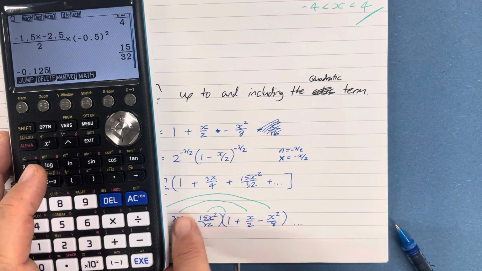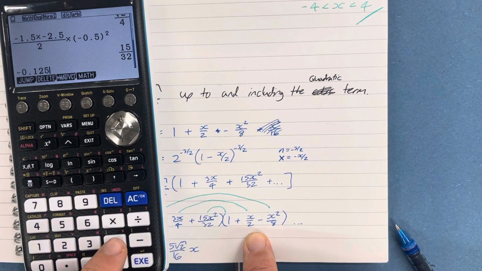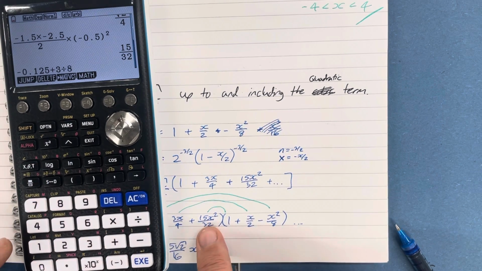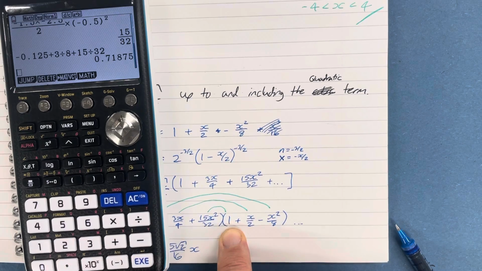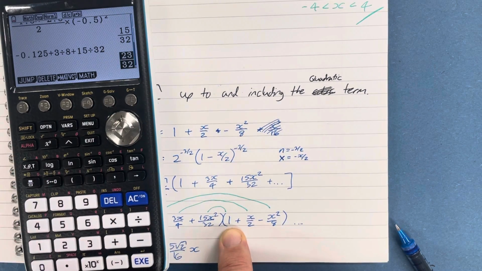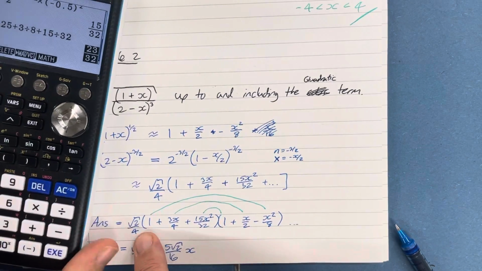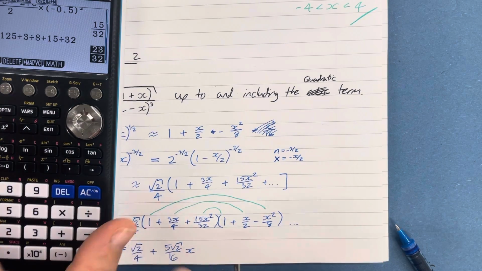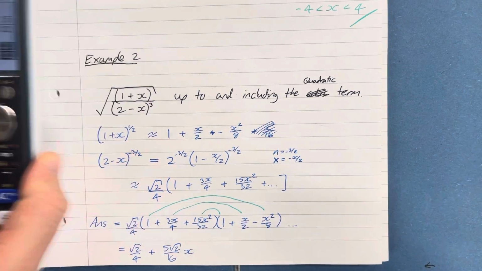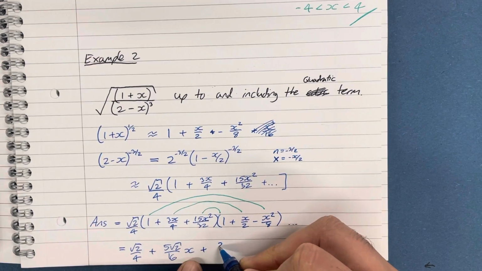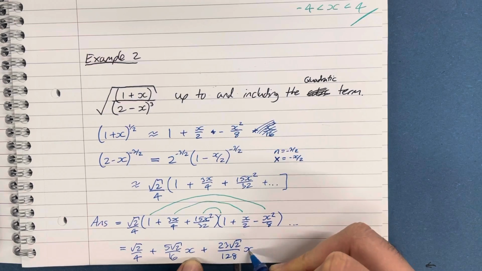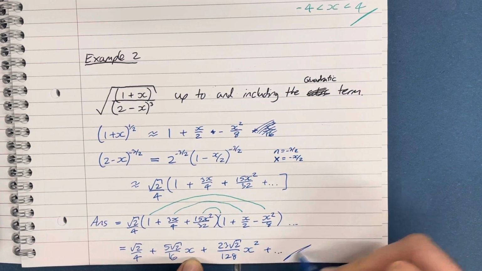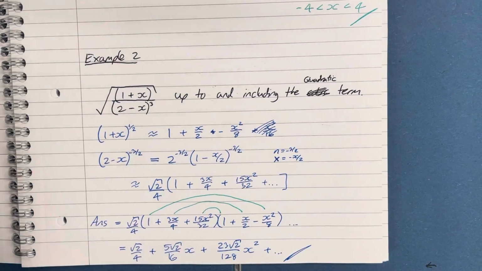I'm going to get 3/4 times a half, so that's 3/8, so plus 3/8. And I'm also going to get 15/32 times 1, so that's plus 15 over 32, which gives me 23 on 32, and then divide that by 4 to give me that, which is 23 on 128, so plus 23 root 2 on 128 x squared, and that is up as far as the quadratic term. That's the answer.